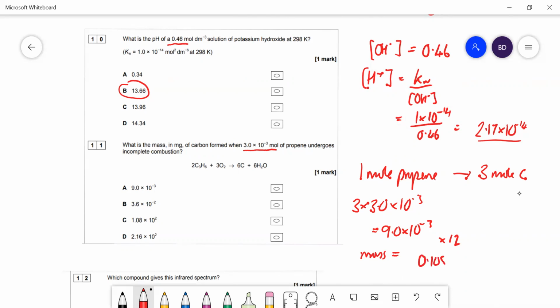0.108 grams, but we want the answer in milligrams. Okay, so we have got to times it by 1,000, so it's 108, which is 1.08 times 10 to the 2. A sort of funny way of writing 108 there. Okay.